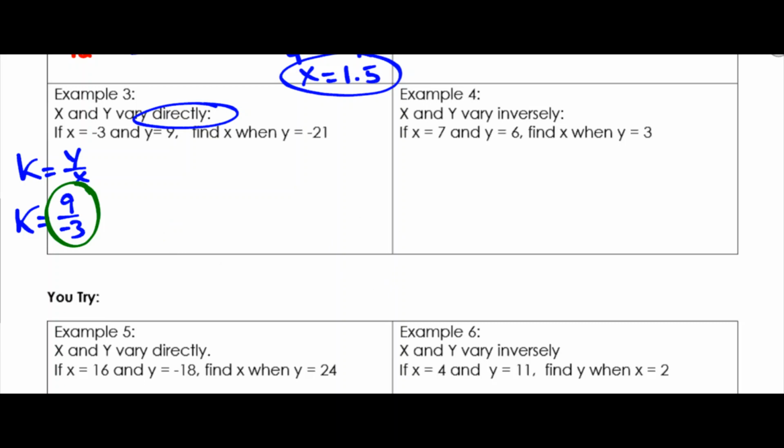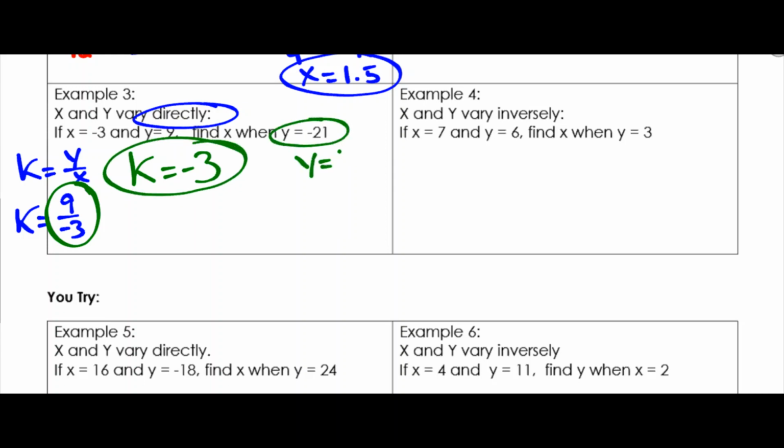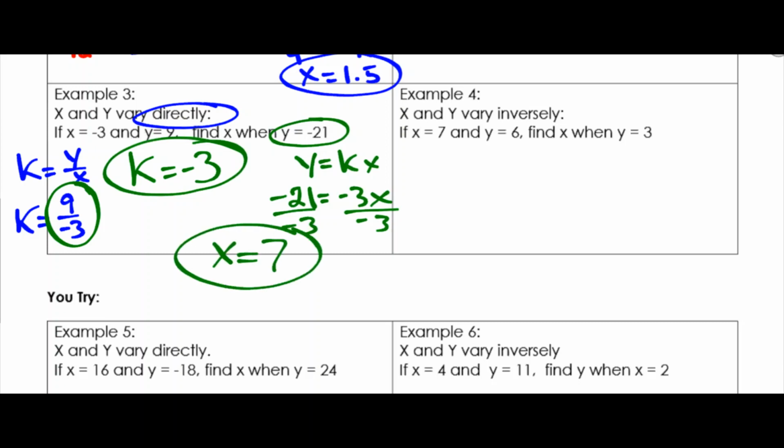I'm just going to recap what I did in that first problem. I'm going to just solve this in the way that I just think about more naturally. I'm going to divide 9 by negative 3 and find that my k is actually negative 3. Then I'm going to take this value and write it into this equation. Negative 21 equals negative 3x, which means I'm really just dividing by negative 3 on both sides, and x is, again, 7.